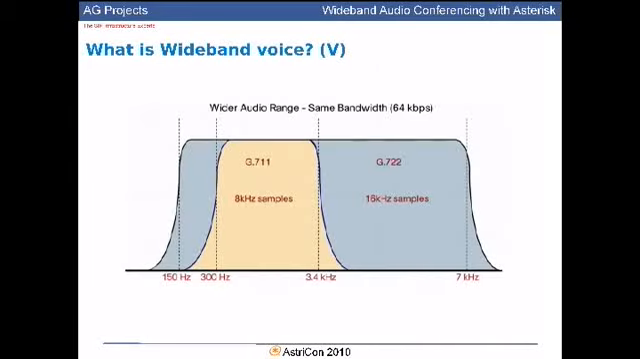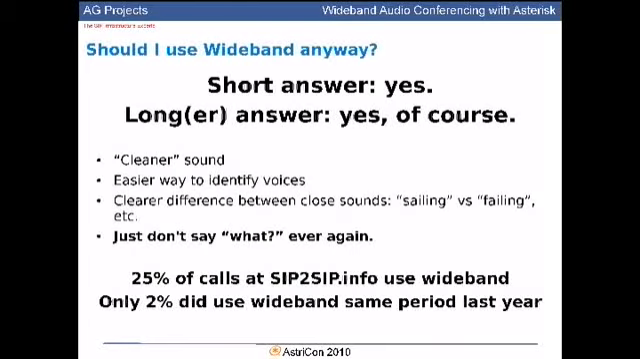So this is more or less what I wanted to show you. This is what you're sampling with ALO, with G711 or ULO, and this is what you're sampling with G722. But you use the same bandwidth in the end. So then, should we use wideband anyway?